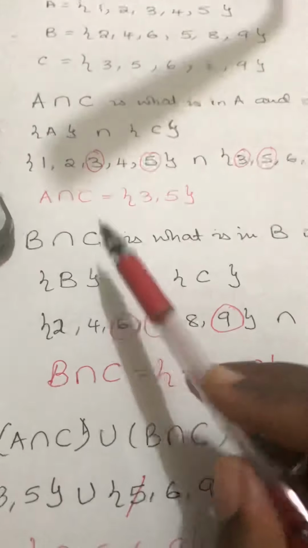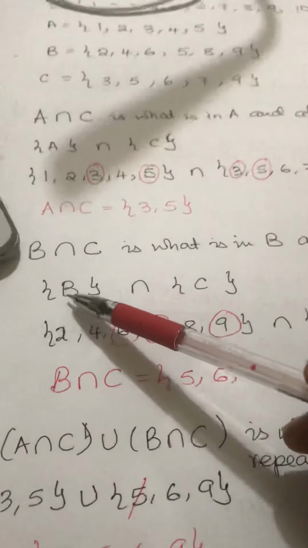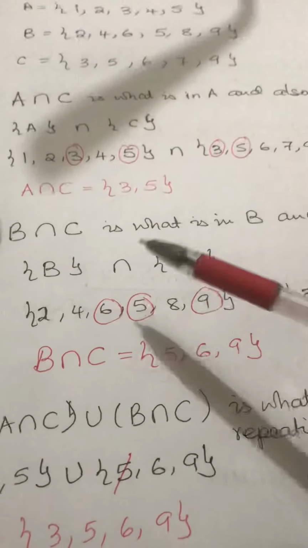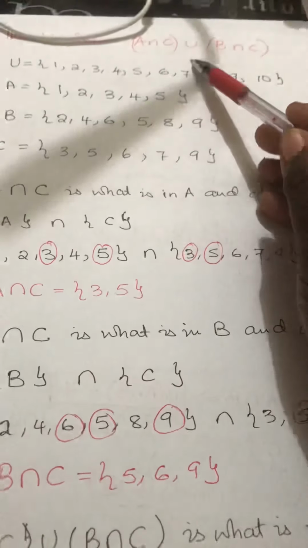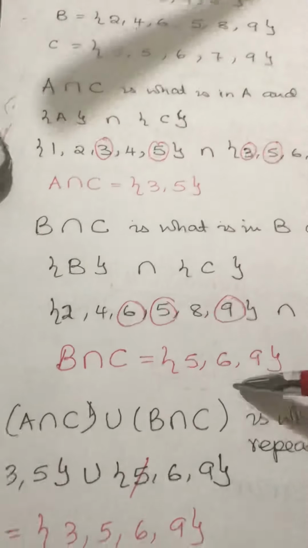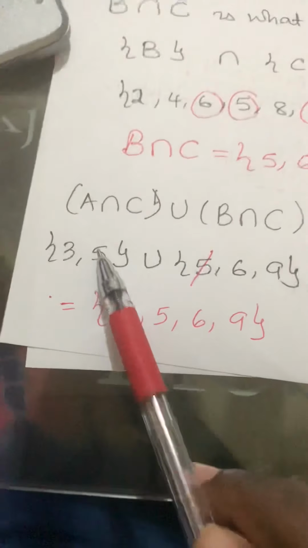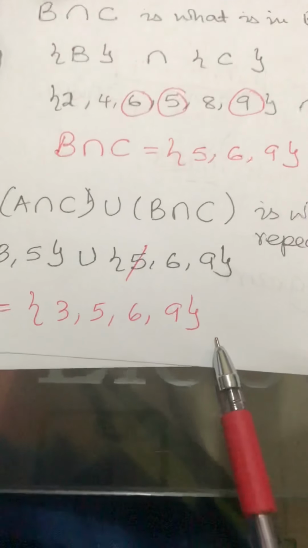Then I did B intersection C. What elements do I see in B that I also see in C? I found 6, 5, 8, and 9. Because I want to make the union, I need to use these without repeating. So what is repeated? 5. So I only write 5 one time. So this is my answer.